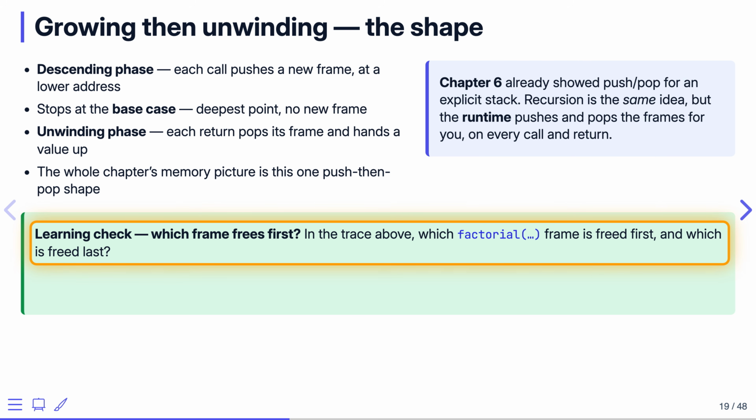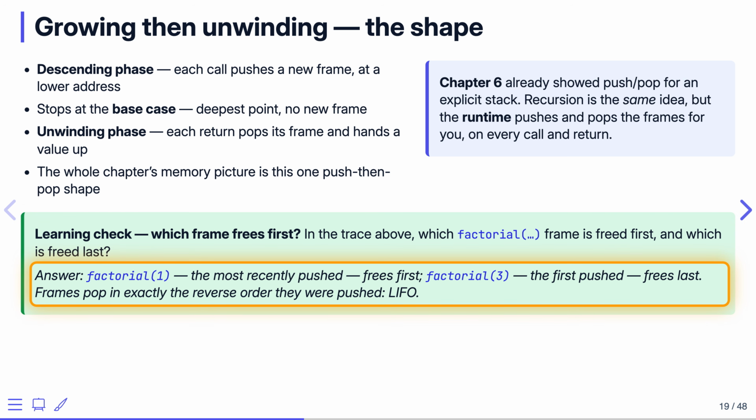Now a quick check. In the trace above, which factorial frame is freed first and which is freed last? Pause and think. Now the answer.